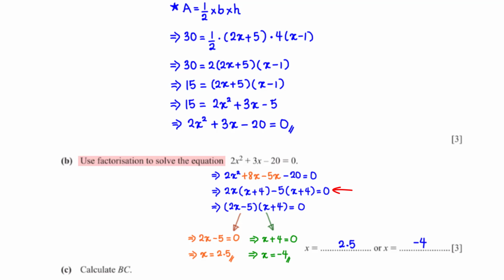For the final two terms, the common factor is -5. When we factor out -5, we are left with x plus 4. This can be rewritten as 2x minus 5 times x plus 4 equals 0. When we equate 2x minus 5 to 0, we get x equals 2.5. And when we equate x plus 4 to 0, we get x equals -4.